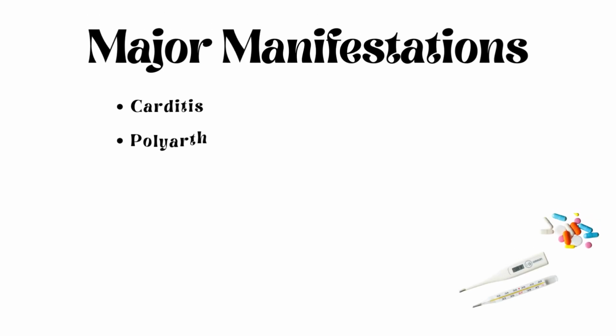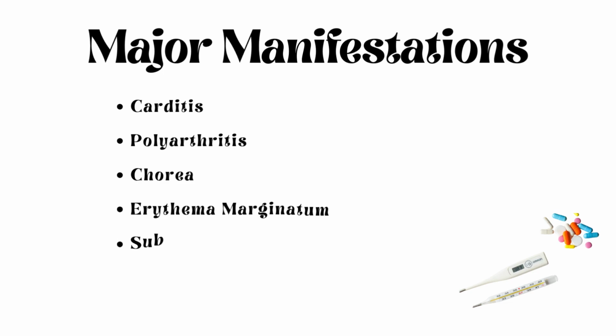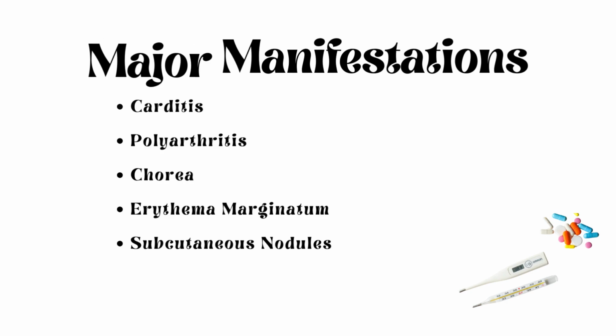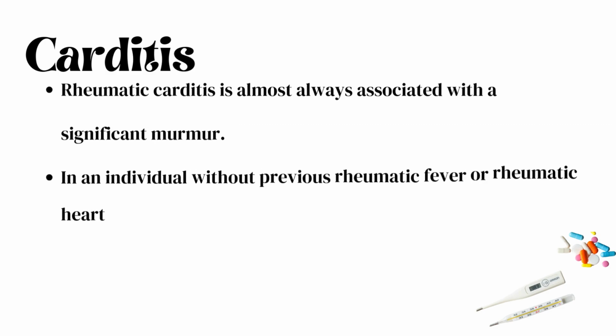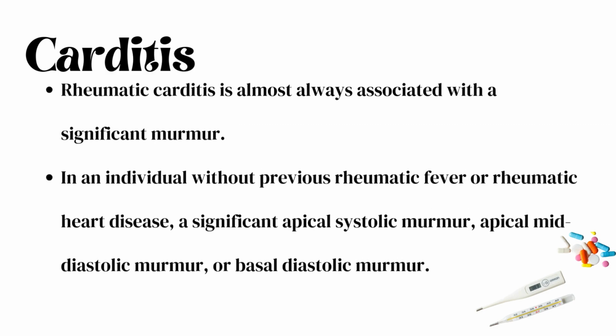Five major manifestations of Jones criteria. These are carditis, polyarthritis, chorea, erythema marginatum, and subcutaneous nodules. Carditis is almost always associated with a significant murmur. In an individual without previous rheumatic fever or rheumatic heart disease, a significant apical systolic murmur, apical mid-diastolic murmur, or basal diastolic murmur can be seen with carditis.